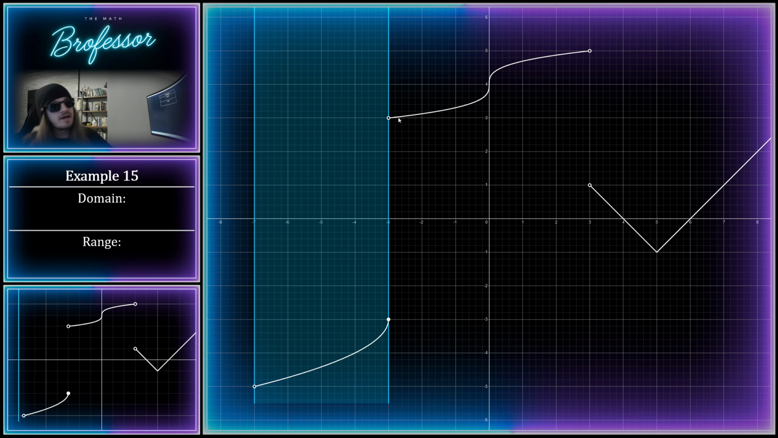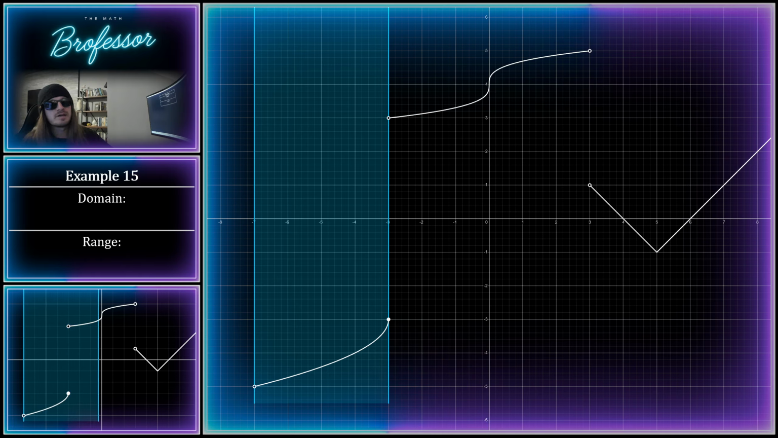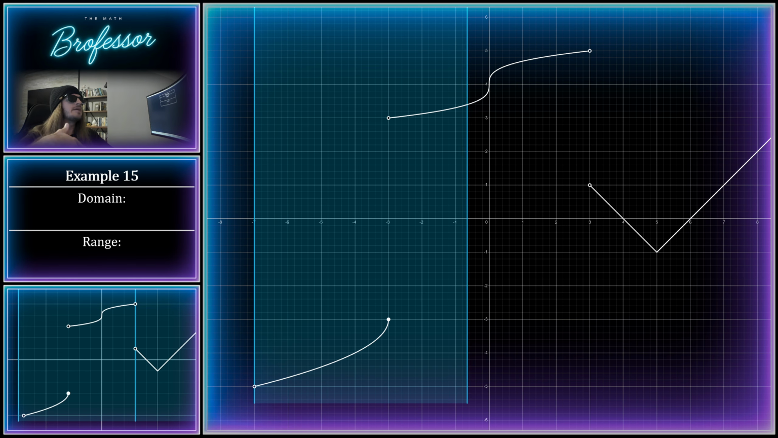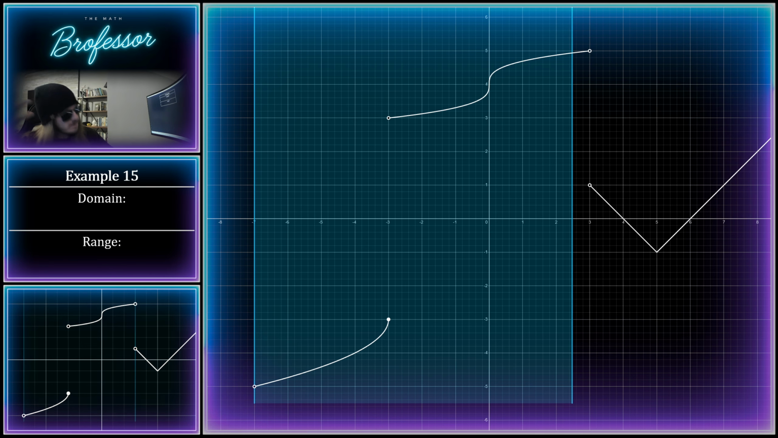So this is not a gap in the domain. It's most definitely not an asymptote. That's not even a possibility here. It basically means we didn't have to stop here. We didn't have to make a stop. So let's keep going until we reach the next place of interest.